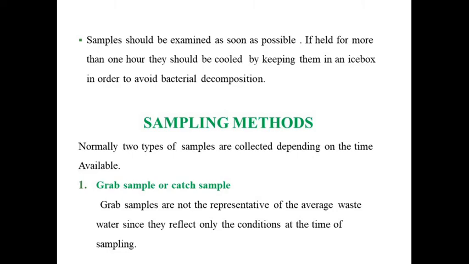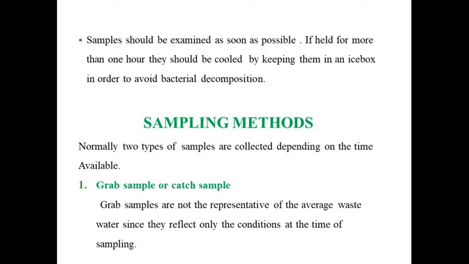The various sampling methods should be adopted for the sampling purpose. But before the sampling, we need to label the sample bottle, and that label should include various information. That information is the source of the sample. It may be a sewage sample, an industrial waste sample, or a treated effluent or wastewater effluent.